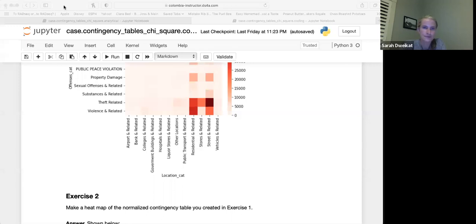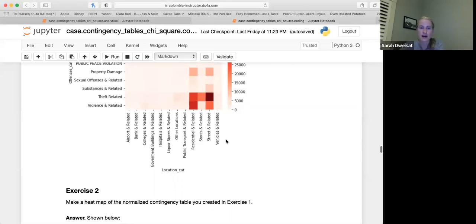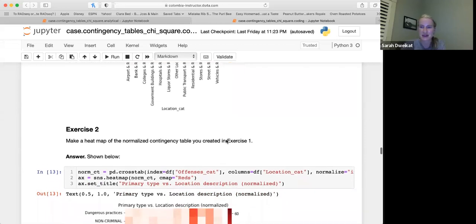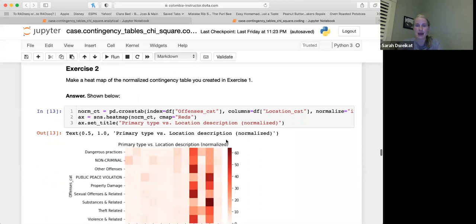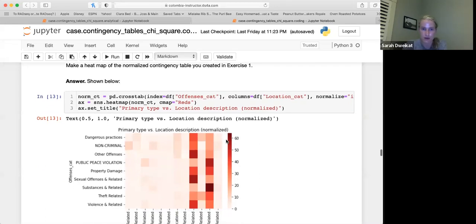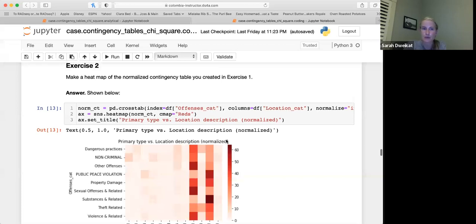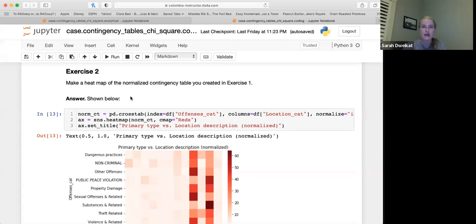Okay. So I know this isn't a whole lot of time for these, but like I said, I want to make sure that we can get through these, and I'm happy to come back if anyone is confused. Hopefully this is pretty straightforward for exercise 2. So we're making that heat map.